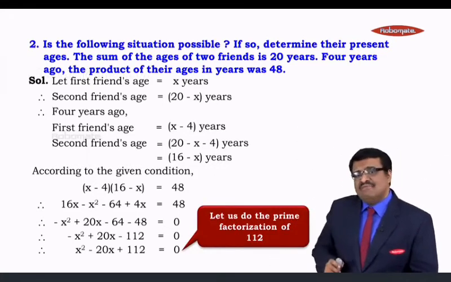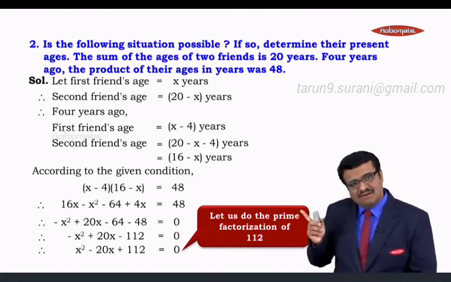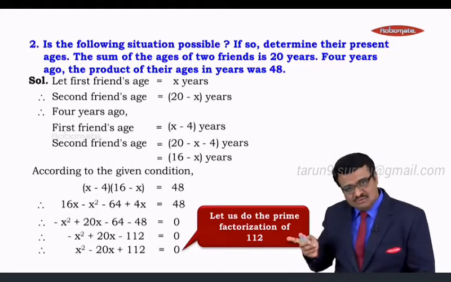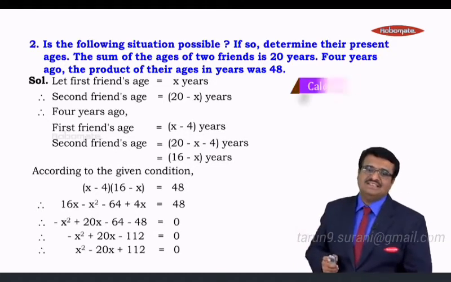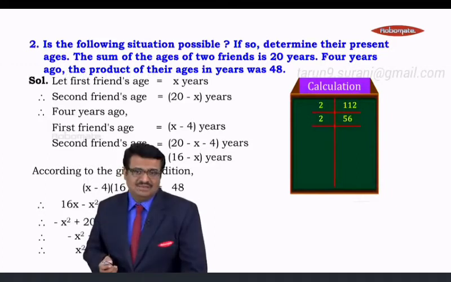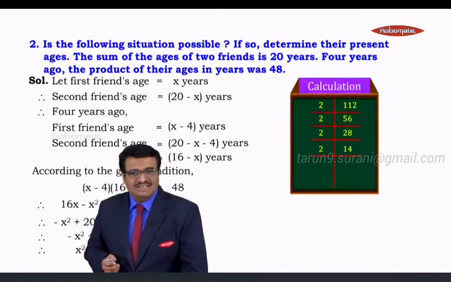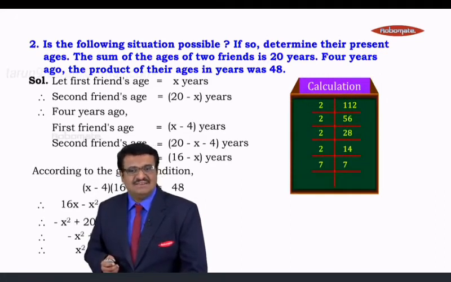Let us do the prime factorization of 112. Because 112, last number and first number we multiply. First number is 1. So 112, 1s are 112. Let us do the prime factorization of 112. Let us divide it by 2. 2 56s are 112. Then 2 28s are. Then 2 14s are. 2 7s are. And last 7 1s are.